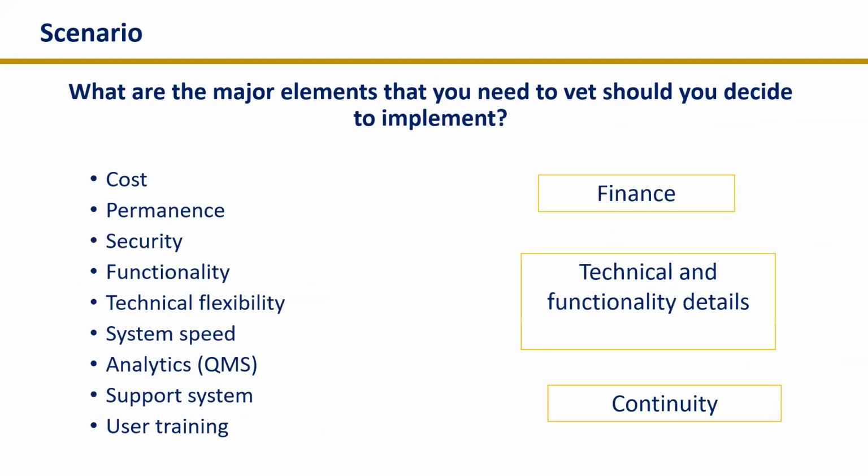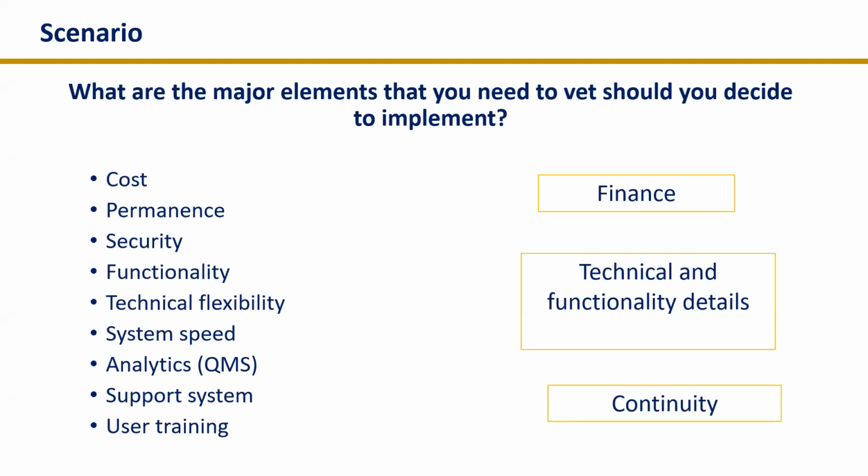And what are the major elements that you need to vet should you decide to implement? They can be categorized into three. One is finance, obviously, or budget. You should be able to afford it and maintain it. And the second one, which we've discussed already, is the technical and functionality details according to the current and future operational and clinical needs of the lab.